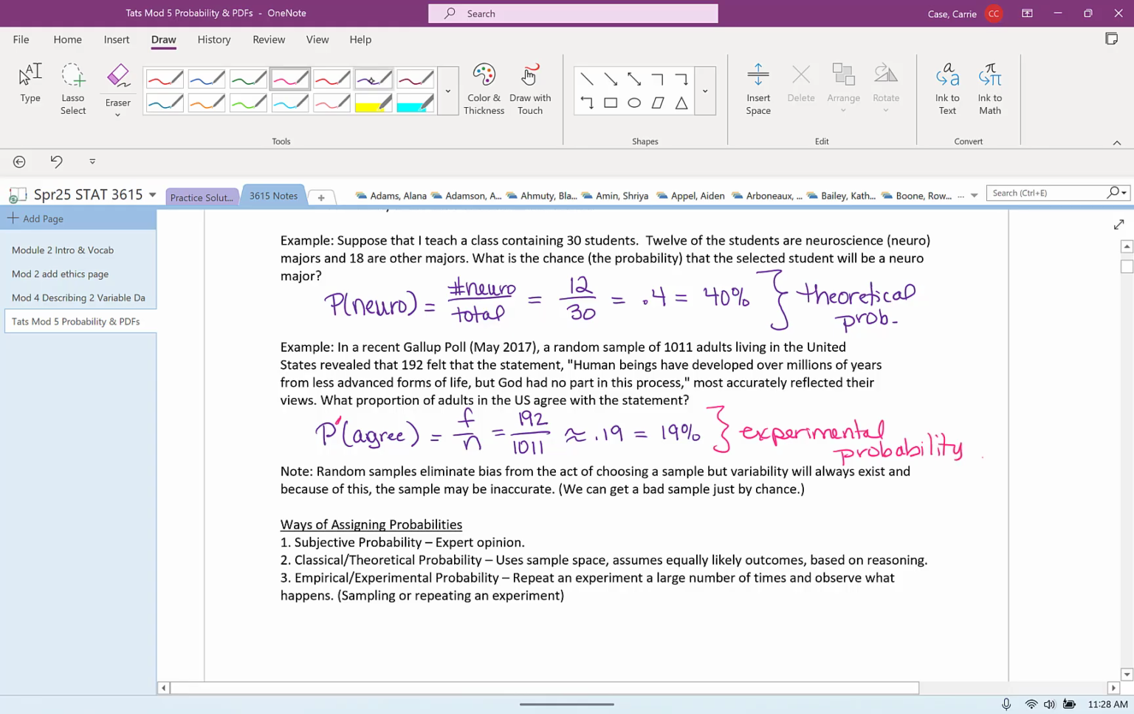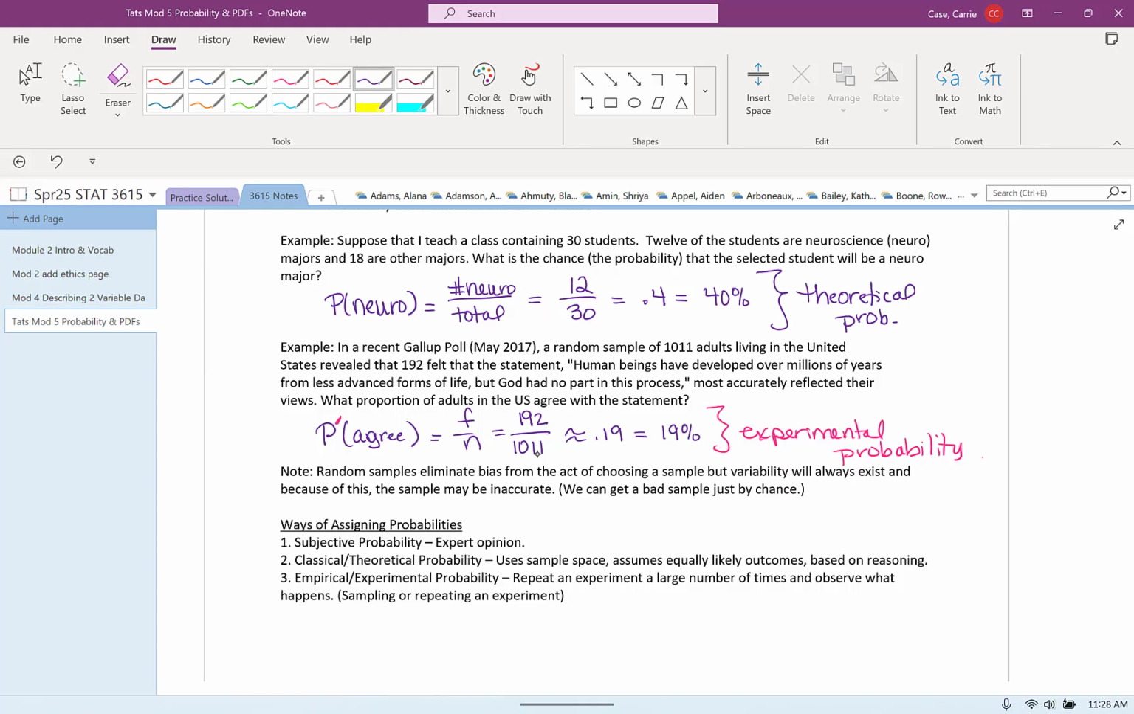So in the first example, we were saying what would happen in theory if we did this over and over and over again. And in the second example, we're using a sample to tell us what the probability is. Random samples eliminate bias from the act of choosing a sample, but variability will always exist, and because of this, a sample may be inaccurate. We can get a bad sample just by chance.